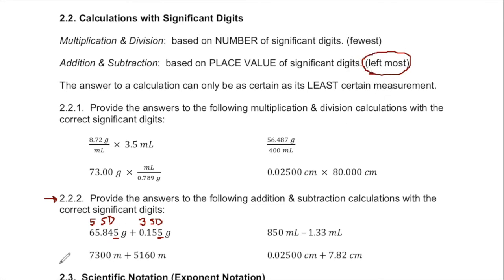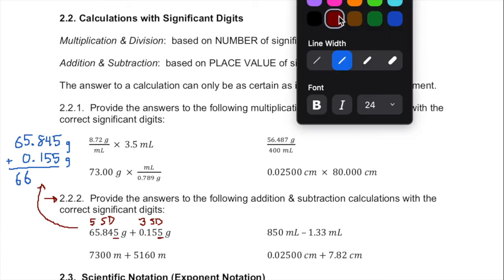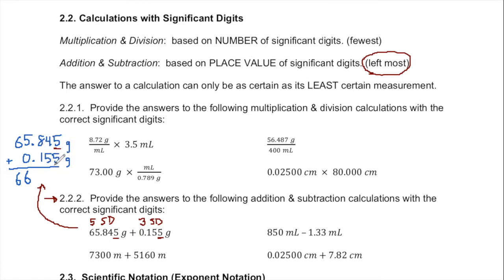Students sometimes find this a challenge because the best way to do this is to line these up. When I put this into my calculator, I get the answer 66. Let's take a look at how certain we are of that value. Our first term has the uncertainty 3 past the decimal, and our second term has the uncertainty 3 past the decimal. So our uncertainty is really 3 past the decimal. This answer is known to plus or minus 0.001 grams.